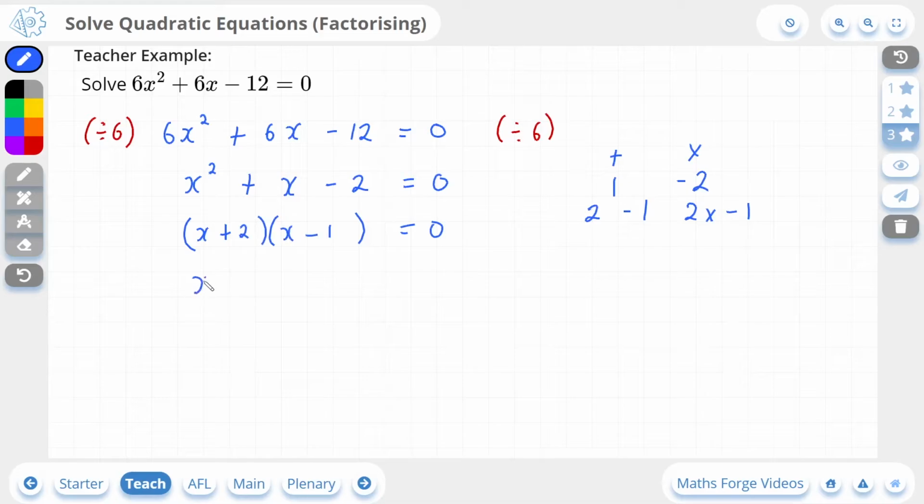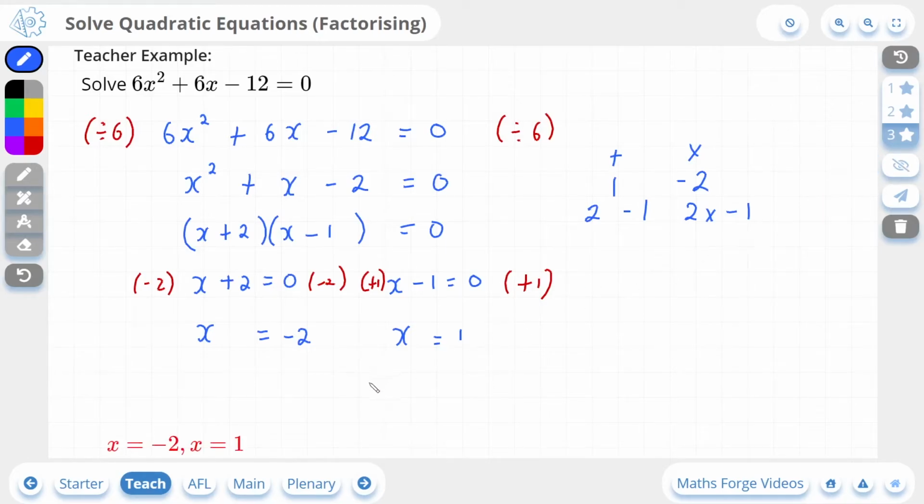And if we equate each factor to 0 and solve, we should get our answers for x. So for the x plus 2, I'm going to subtract 2 from both sides. This is going to leave us with x is equal to negative 2. And for the x minus 1, I'm going to add 1 to both sides. This is now going to leave us with x is equal to 1. And if we check our answer, there it is.